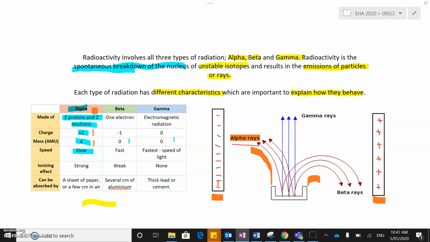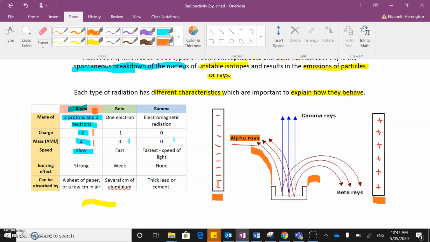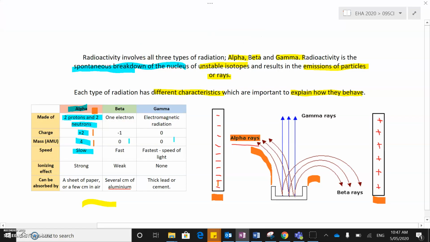So let's compare that to our beta. Our beta radiation, I'll just grab a little green highlighter. Our beta radiation is made up of just 1 electron. 1 electron, we know that that has a negative charge of 1. We mentioned before as well that electrons don't have a mass. Beta radiation is made up of an electron, hence it doesn't have an atomic mass. So this is really lightweight as a point of difference. That also allows it to move really quickly, which is another important component.